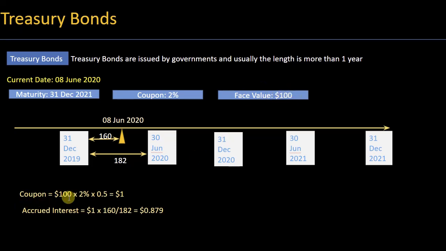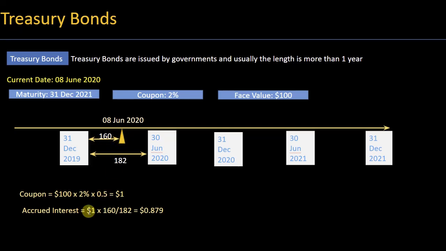So if we say the face value is $100 and the annual coupon is 2%, then every 6 months, that's why we are multiplying by 0.5, because this 2% is for a whole year, so every half a year we'll pay a coupon of $1. So there will be a coupon of $1 being paid here, a coupon of $1 here, a coupon of $1 here, and $1 here, for every $100. The last $1 coupon was paid on 31st of December 2019, and as of 8th of June 2020, a part of that coupon has now accrued.